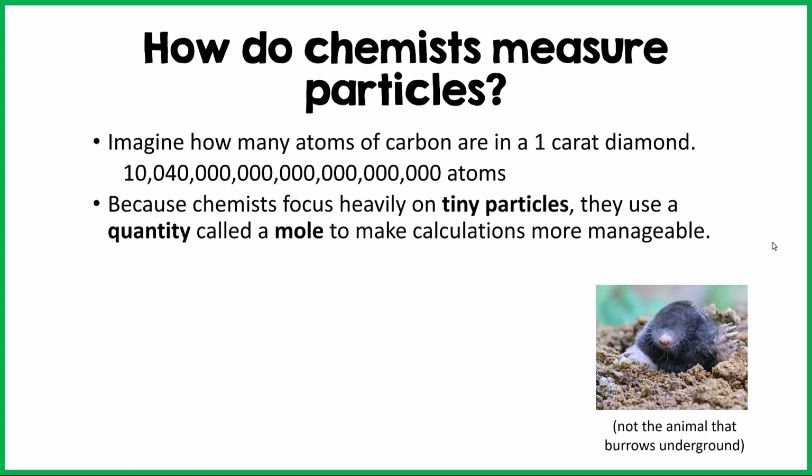Because chemists focus heavily on tiny particles like atoms, electrons, and protons, they use a quantity called a mole to make calculations more manageable, rather than dealing with these very large numbers in something that can be seen by the naked eye.